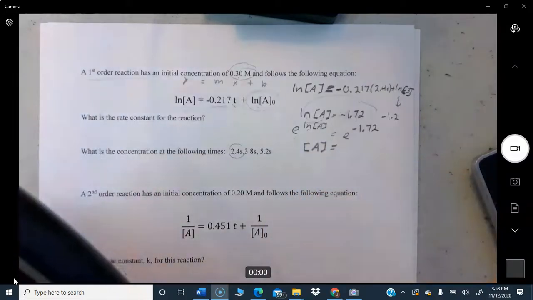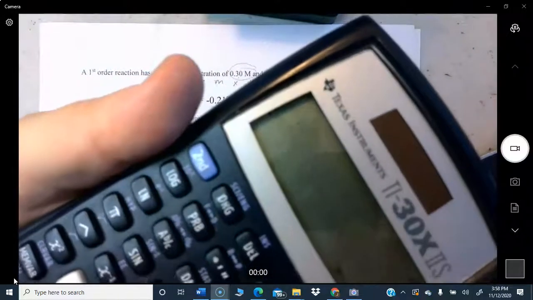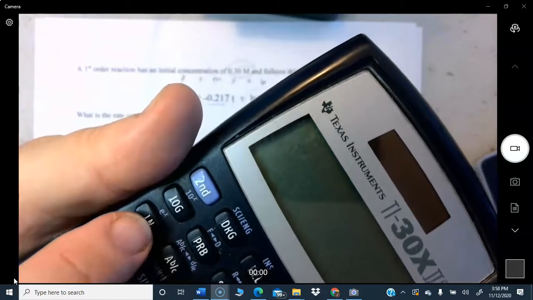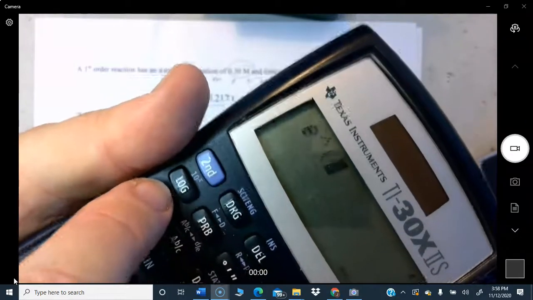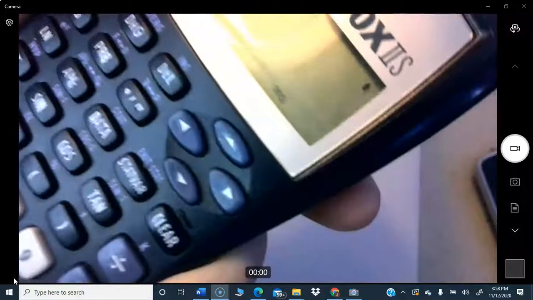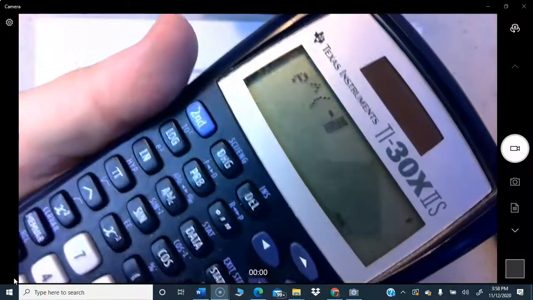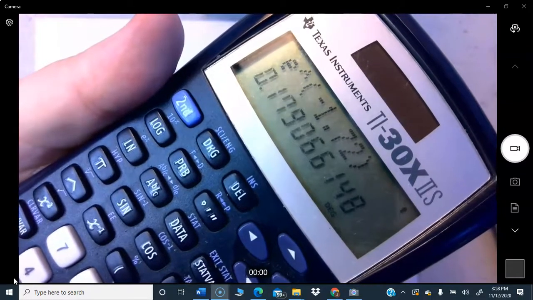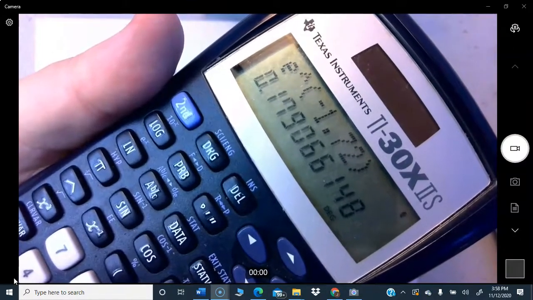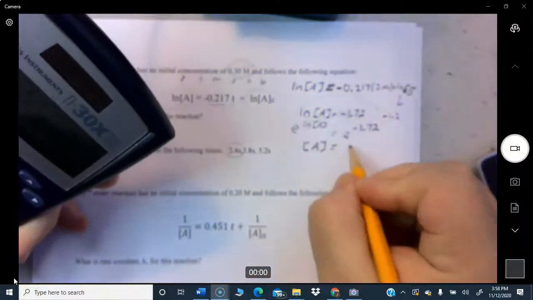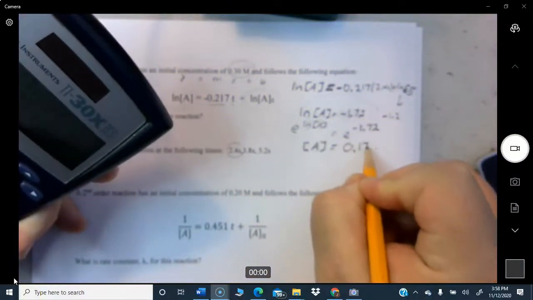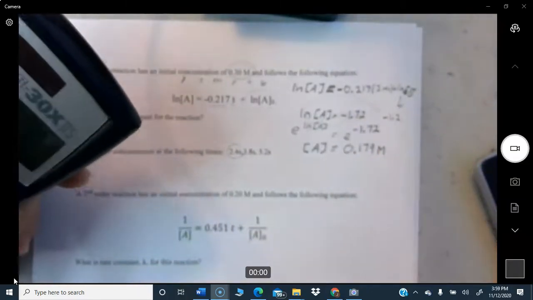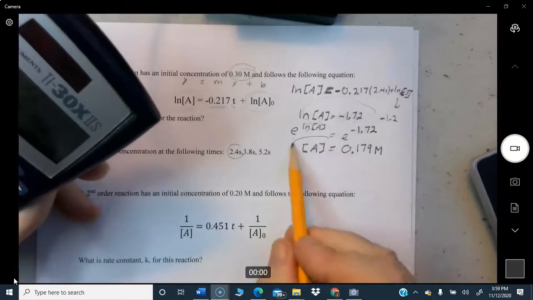And for E raised to that power on this calculator, the E to the X is right above ln, so you push second ln, and then you put in the number. In this case, it's negative 1.72, close the parenthesis, and hit that, and you get 0.179. We'll go with that. And what are the units of measure? For concentration, it's always molar, moles per liter. And that's your final answer.